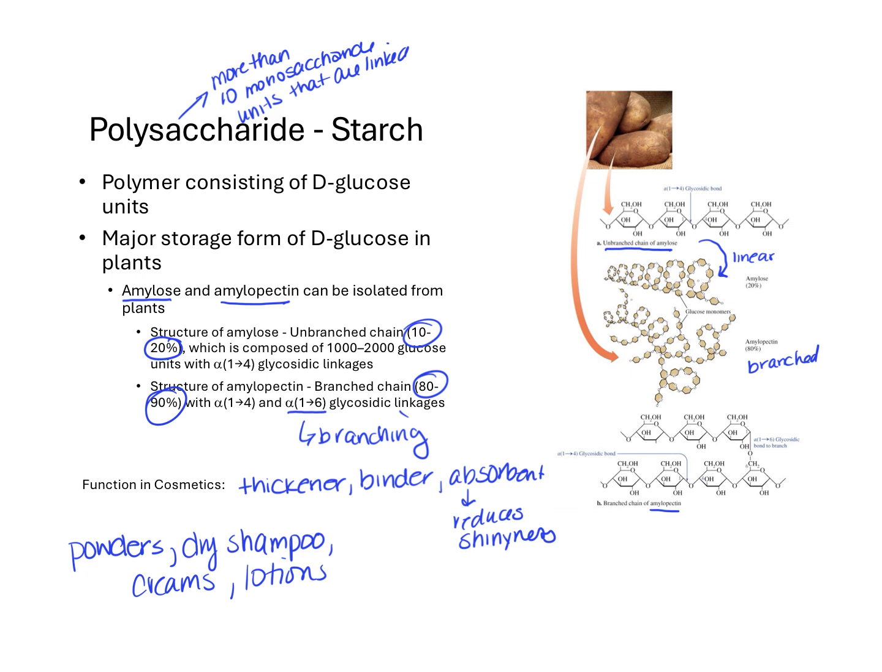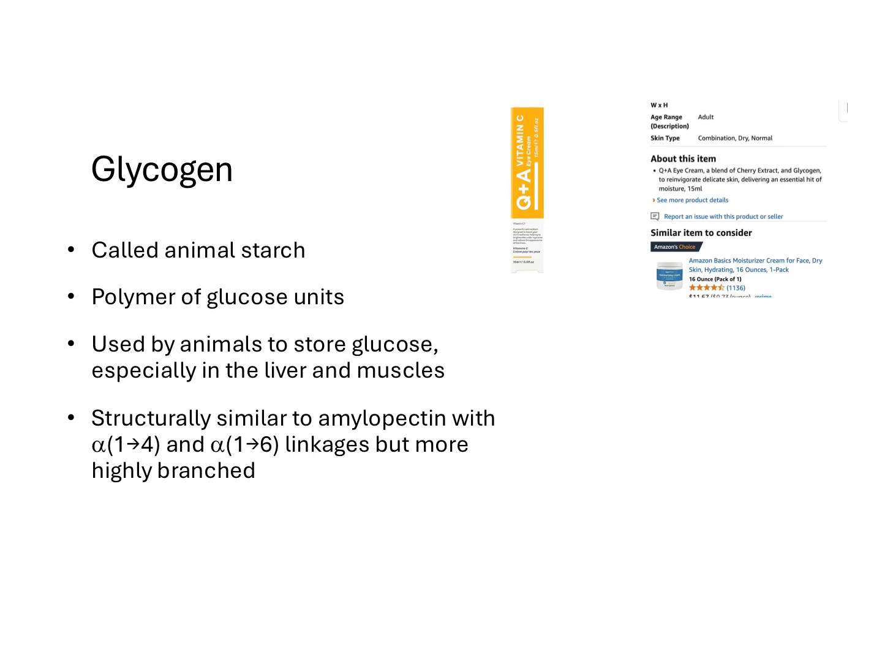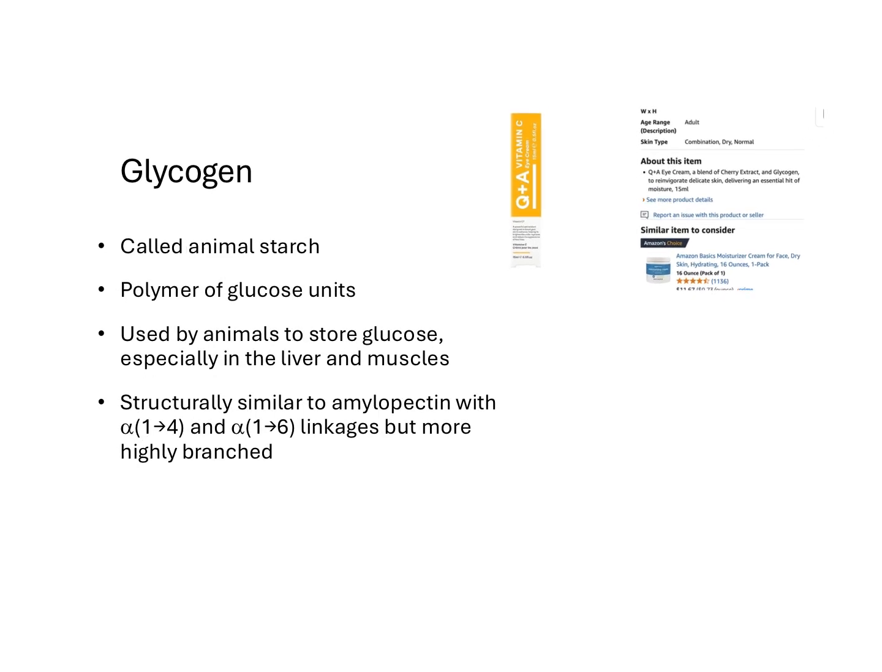Glycogen is another polysaccharide. A lot of times it is called animal starch. It's how our body stores carbohydrates, right? Particularly in the liver and the muscles. It's structurally similar to amylopectin with the alpha-1,4 and alpha-1,6 linkages. It's just more highly branched.